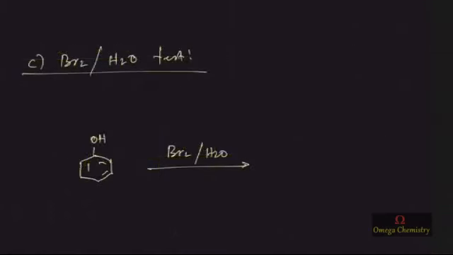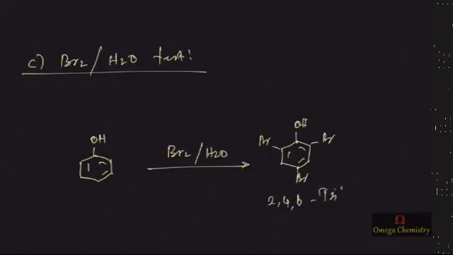Next, the bromine water test. When bromine water is added to phenol, a white precipitate of 2,4,6-tribromophenol will be the product. So a white precipitate is the indicator for the presence of phenol. I'll get the bromine substituted product, the tribromo derivative, 2,4,6-tribromophenol.